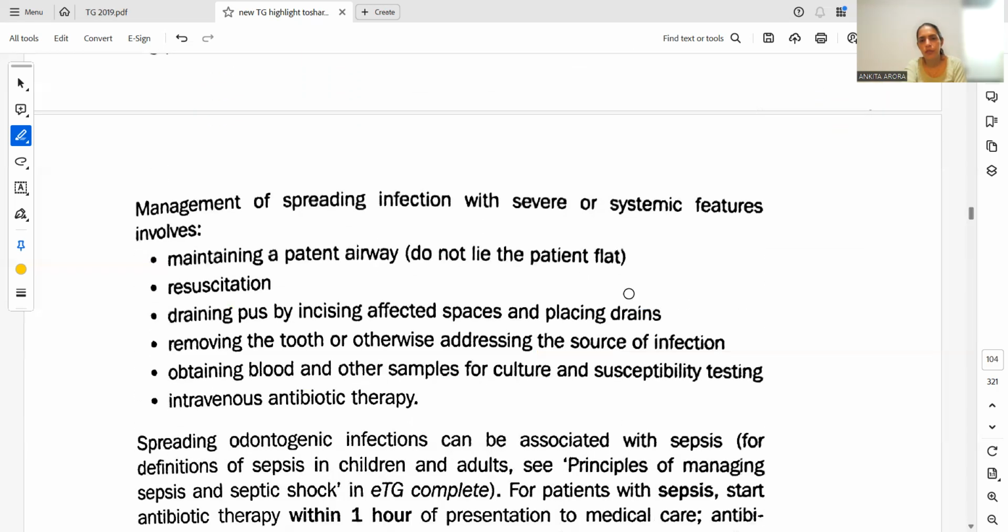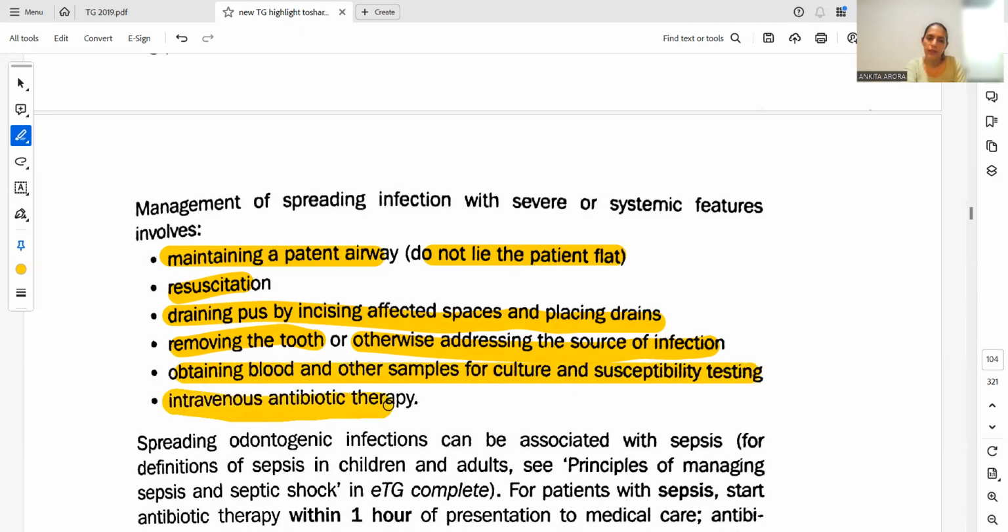Management of the patient with spreading infection or severe systemic features involves maintaining a patent airway. Do not lay the patient flat. Resuscitation, draining the pus by incising affected spaces and placing drains. Removing the tooth, otherwise addressing the source of infection. So here drainage is established first and then removal of the tooth is done. Obtain blood and other samples for culture and susceptibility testing. Intravenous antibiotic therapy is given. So here intravenous antibiotics are given. In the previous case, where there were no systemic features, oral antibiotics were given.